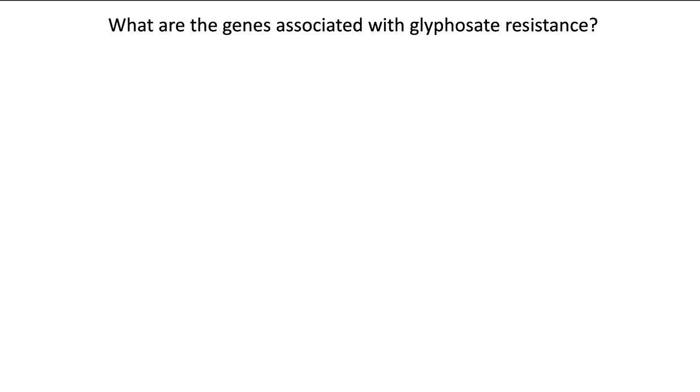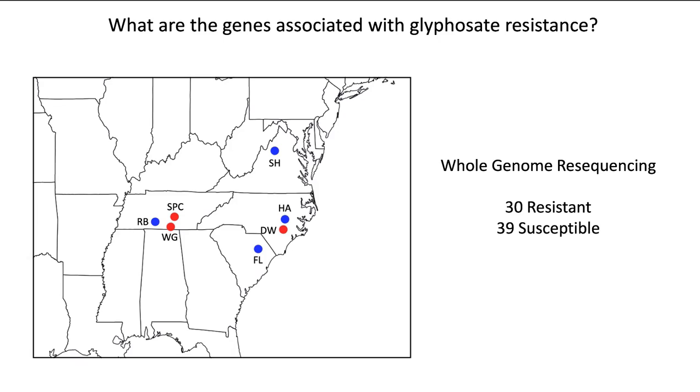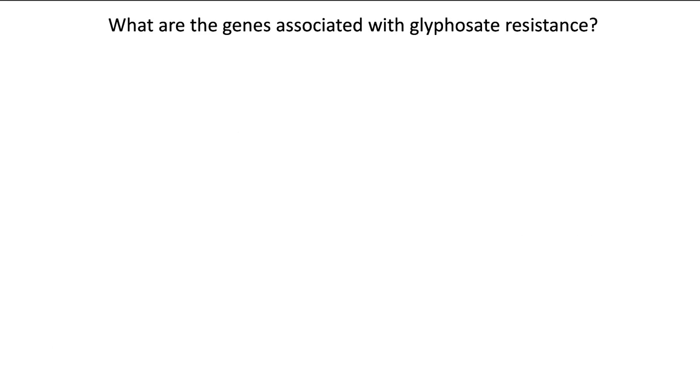So coming to the first question, which is what are the genes associated with glyphosate resistance? To answer this question, we resequenced the genomes of a total of 69 individuals, of which 30 were resistant and 39 were susceptible, from different populations shown here in red and blue dots. Red represents resistant populations and blue represents susceptible populations. Now, using the variants that we obtained from these 69 individuals, I then applied a two-pronged approach to identify genes that are under selection for glyphosate resistance.